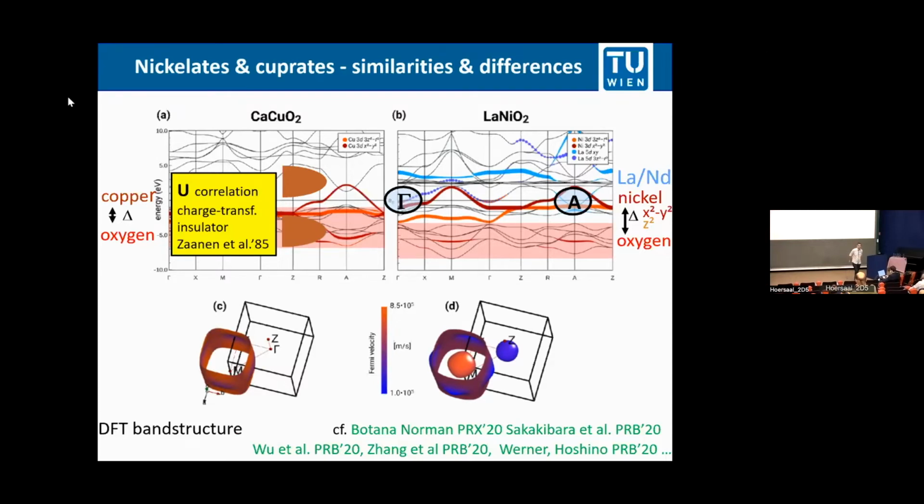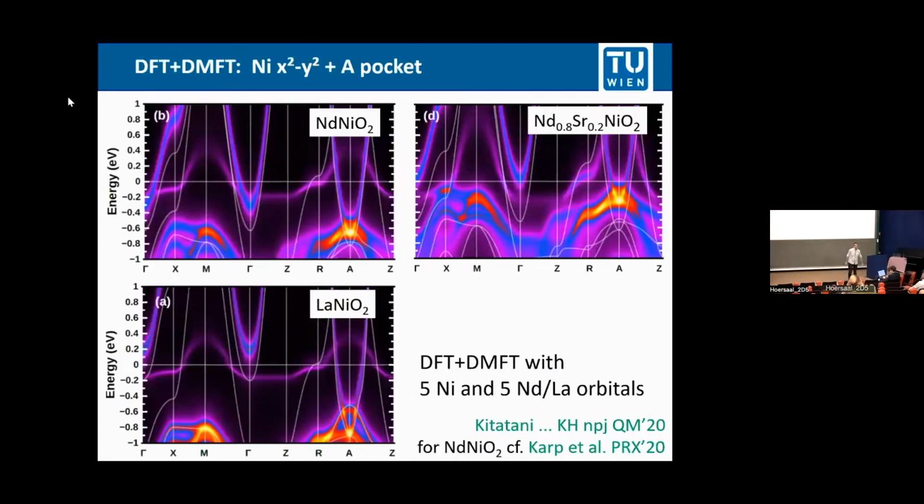But again, you have to ask what electronic correlations are doing. And what you also see here is an orange z-squared orbital. It's closer to the Fermi energy than in the cuprates, and we have to see how this picture changes with electronic correlations. So the workhorse to look into electronic correlation for such a material is dynamical mean field theory, or DFT plus DMFT, and we, but also other groups, have done that, including all five nickel d orbitals and all five neodymium or lanthanum d orbitals in the calculation. And here is the band structure, what you see in DMFT.